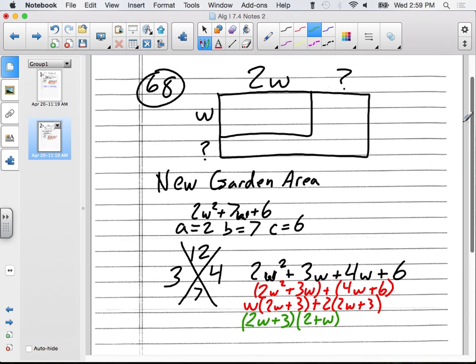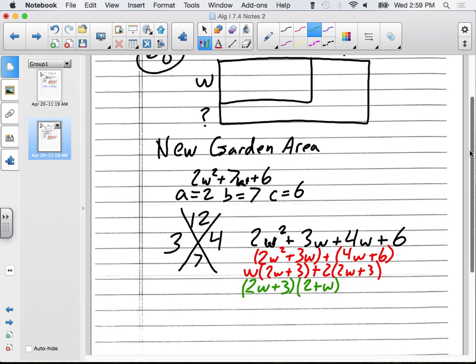So this whole top part is 2W plus 3. So if just the old part was 2W, what do you think the new part is? 3. Everyone see where we get that? And same thing with the W plus 2. The old part was just W, the new one's W plus 2, so how much did she increase it by? 2 yards, that's right.